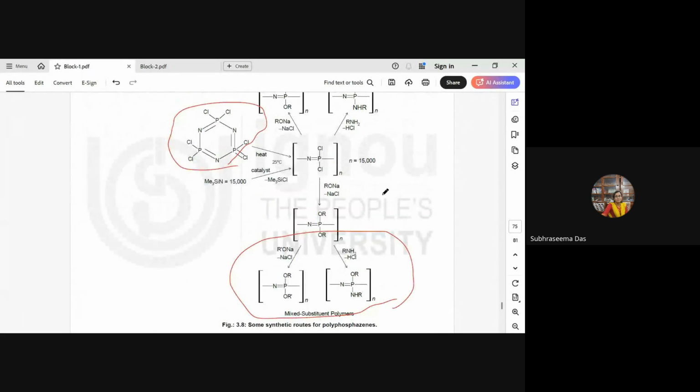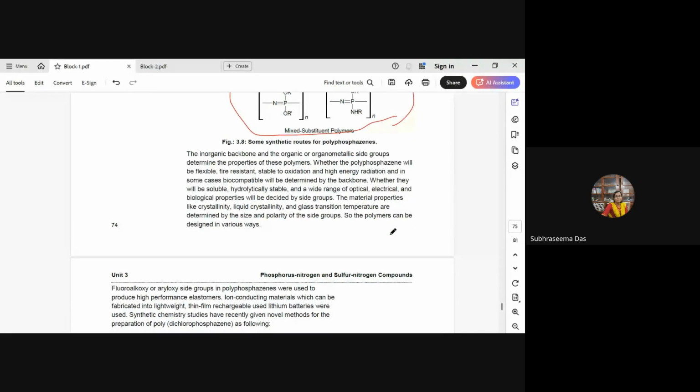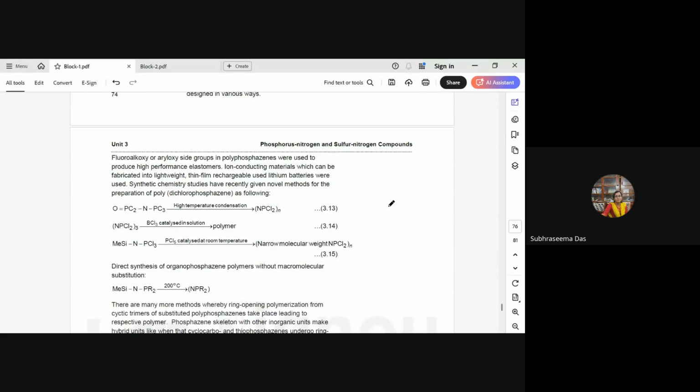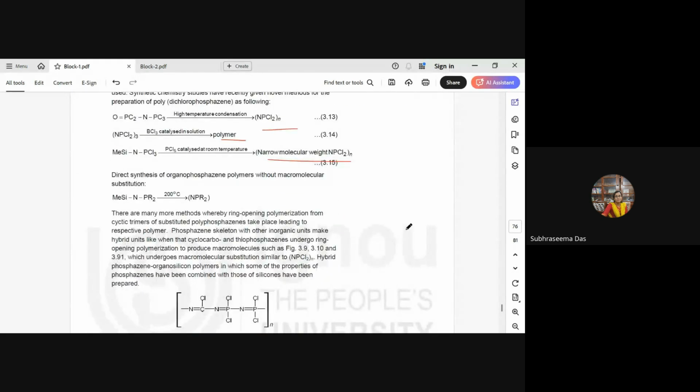Here different schemes of the reactions have been shown. The inorganic backbone and the organic or organometallic side groups determine the properties of these polymers. Fluoroalkoxy or aryloxy side groups in polyphosphazenes have been used to form elastomers. Elastomers have found great use. They have also been used to prepare ion-conducting materials. Synthetic chemists have also used dichlorophosphazene in the preparation of various types of polymers and other compounds.